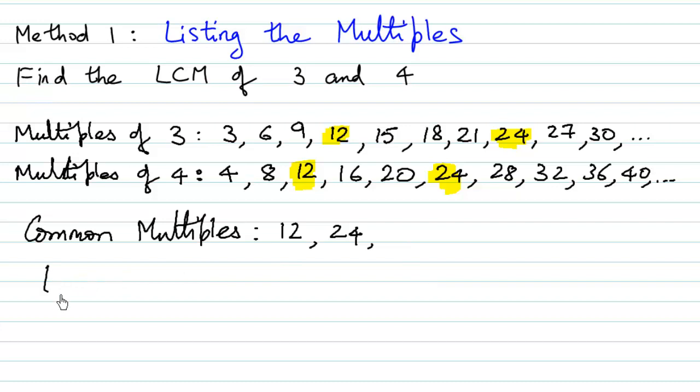But what is the least common multiple, the lowest common multiple? The smallest number is 12. So the least common multiple is 12. So this is the first method. It is by listing the multiples.